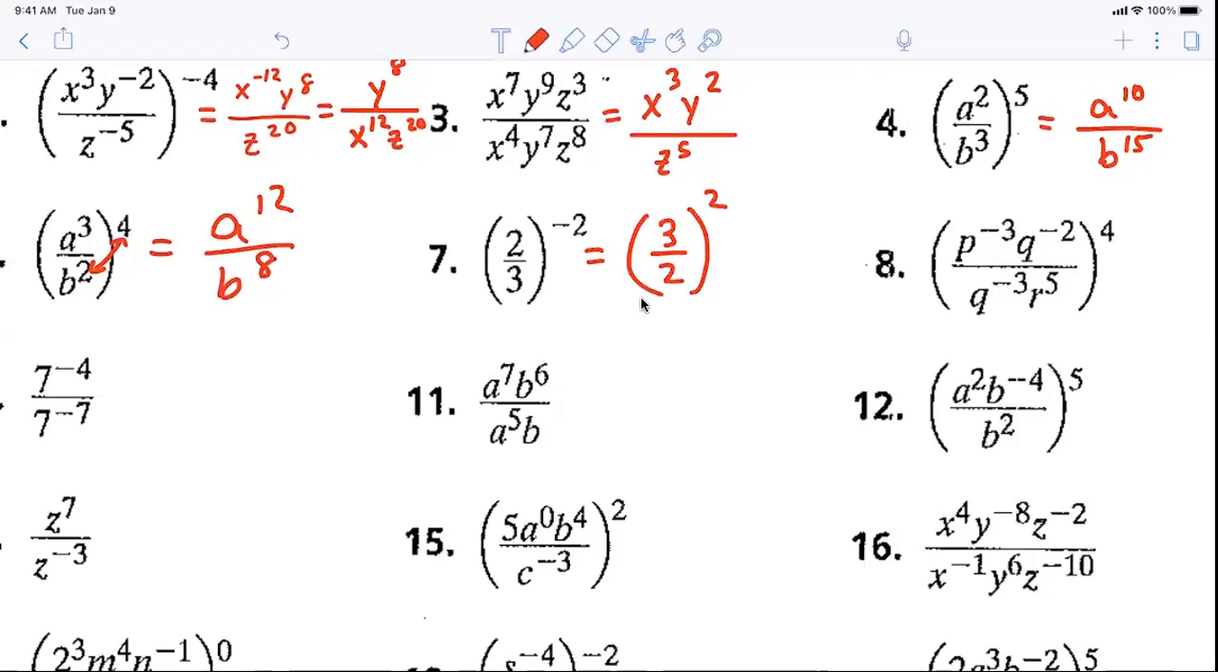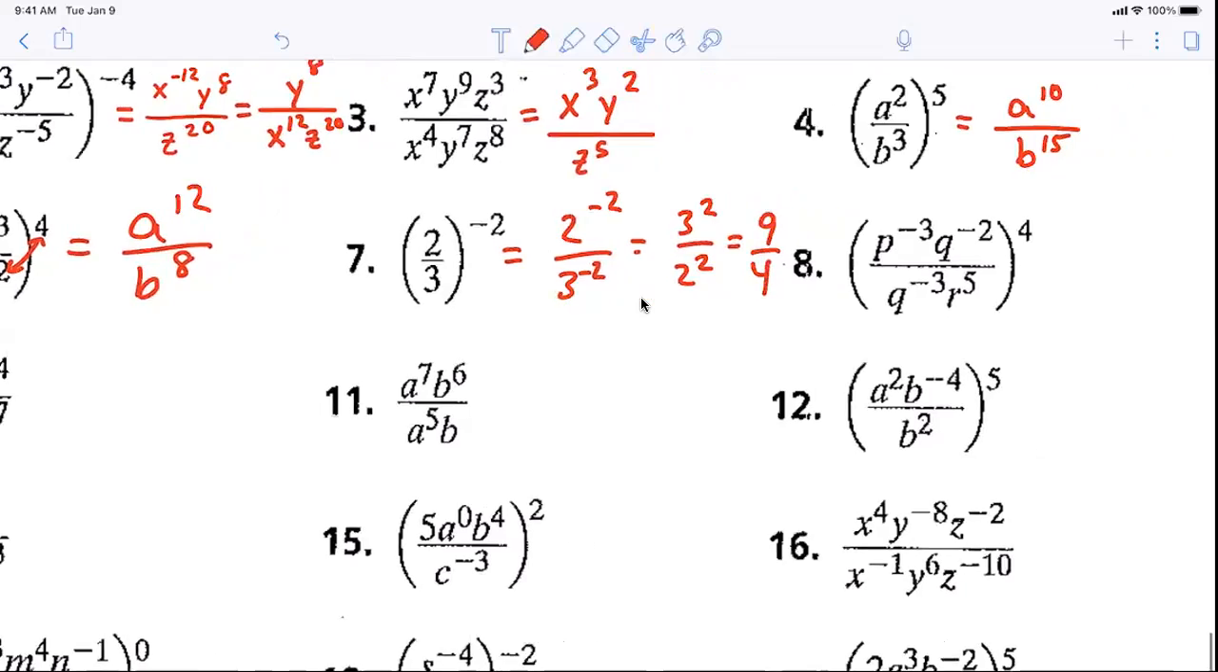Right? Because listen to me. Each one of those, you could rewrite this as 2 to the -2, 3 to the -2. Do you agree with that? Yeah. And then that would be 3 squared over 2 squared, which is 9 over 4. You hear me? Yeah. Everything in parentheses has a negative exponent. That's what that means. All right, so Rivers, do number 8.